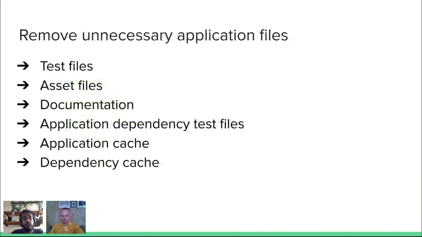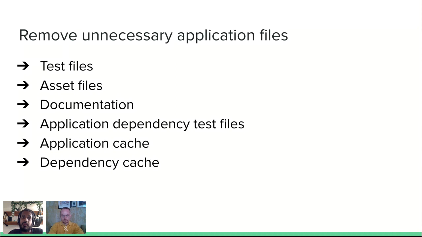Then you can also remove unnecessary files from the application. Like you don't really need your unit test files or integration files to run your production application. Once you compile your assets, you don't really need the asset files, so you can also remove those. You can remove your documentation. Also, when you install application-specific dependencies, often they come with their own test files and their own documentation. So this is something you can also get rid of.